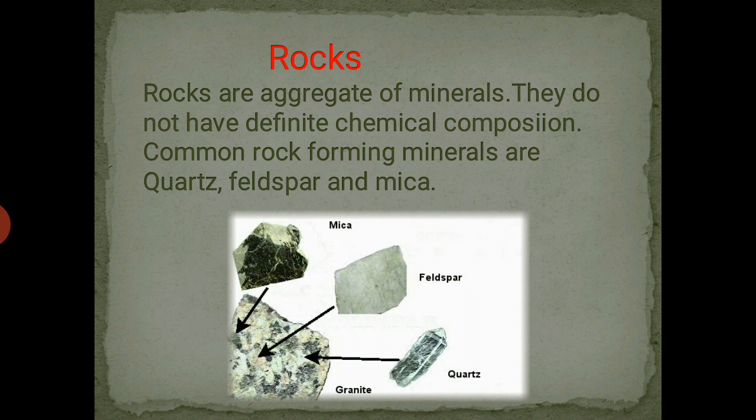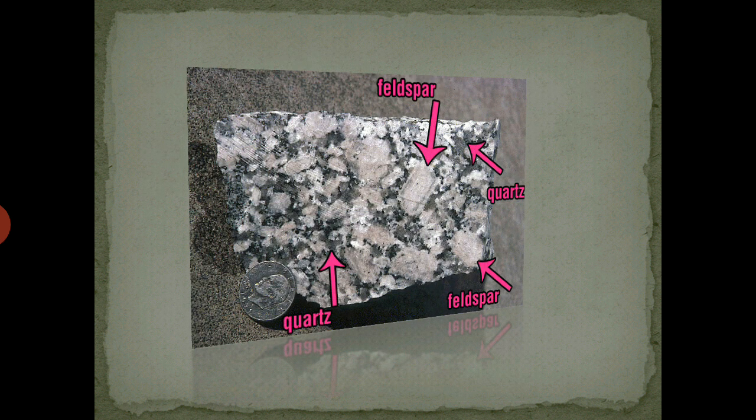Children, see this picture. There is a rock, granite, and it consists of these three minerals, quartz, feldspar, and mica. Children, see this one more picture. Again, this rock consists of only two minerals, that is feldspar and quartz. We can say that rocks can contain more than one mineral, but it has been seen that most of the rocks are composed of only three minerals, that is feldspar, quartz, and mica.